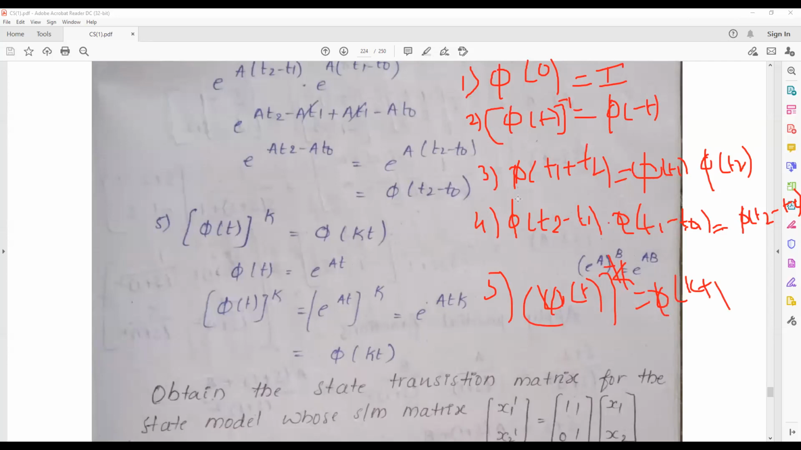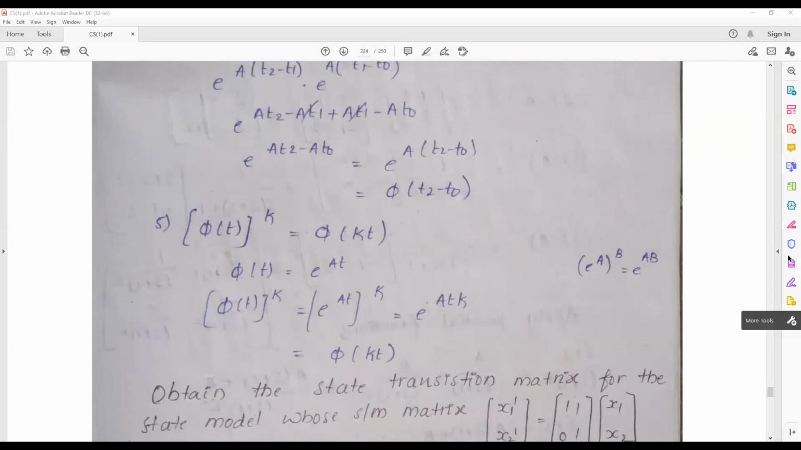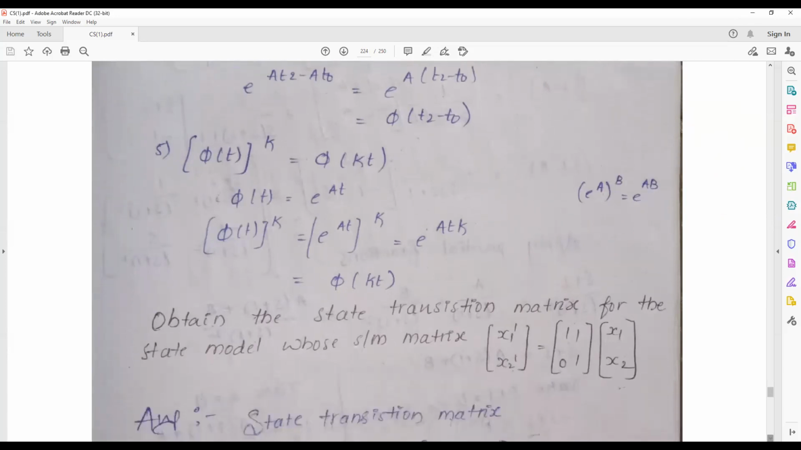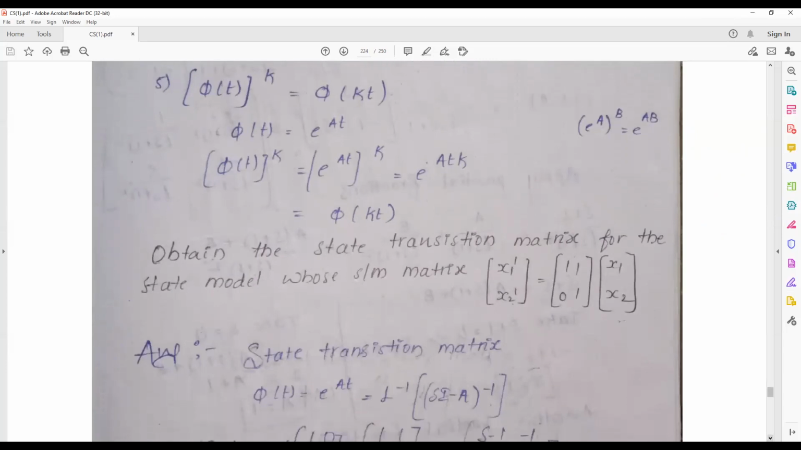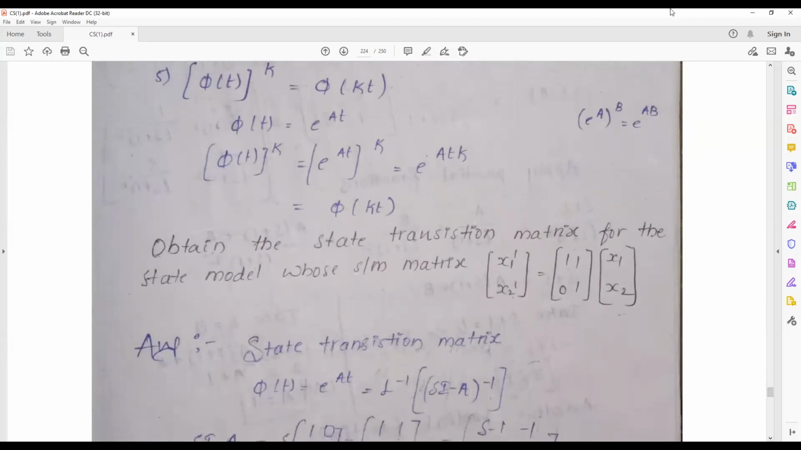Next, obtain the state transition matrix for the state model whose system matrix is given. We are given a state equation, x dash is equal to Ax.